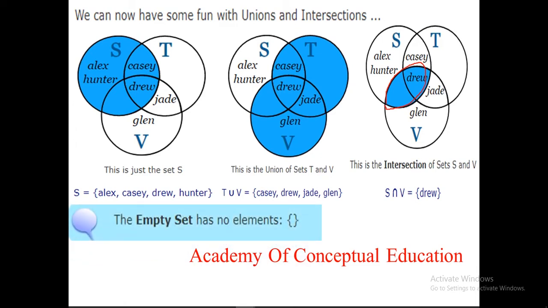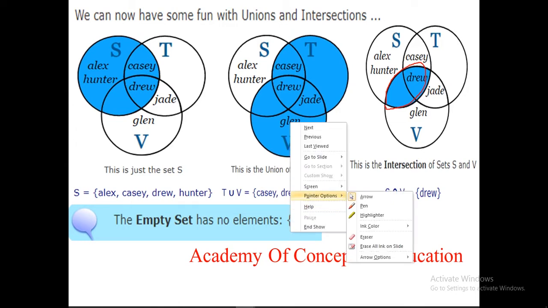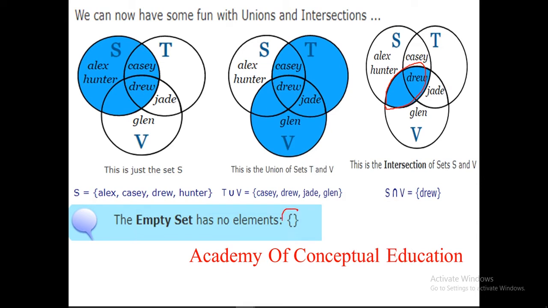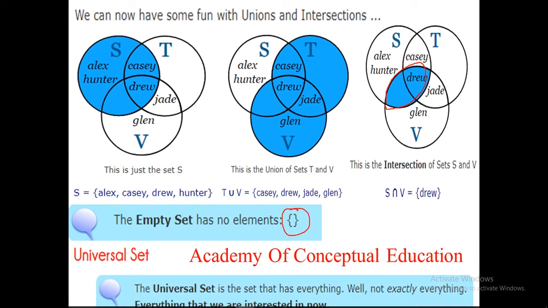Now the empty set has no element, and it will be represented like this, with no element between these two brackets. And the universal set is the set that has everything, well, not exactly everything, but everything that we are interested in now. If we want to make the union of the sets, the universal set will be the names of all these players.